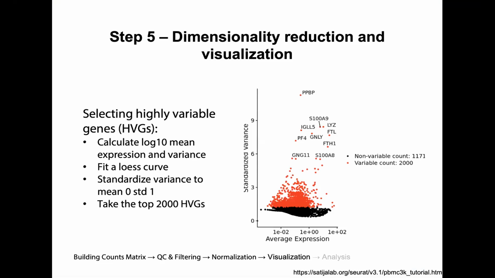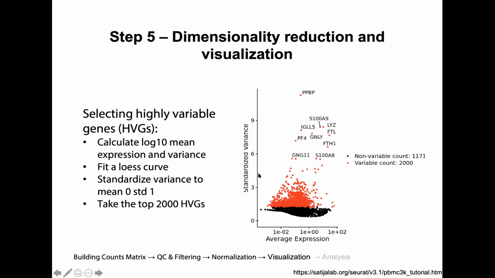The final thing that maybe counts as pre-processing is called highly variable gene selection. This could also be considered a part of dimensionality reduction. The basic idea is that here each point is a gene, not a cell. The x-axis is the average expression of that gene on a log scale.